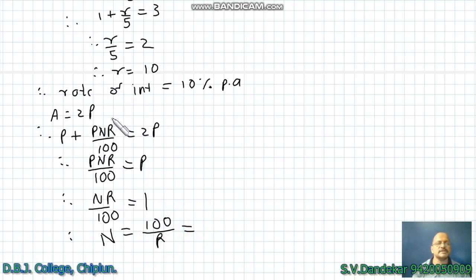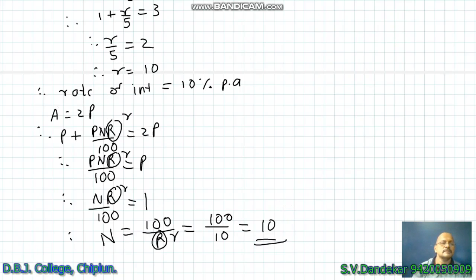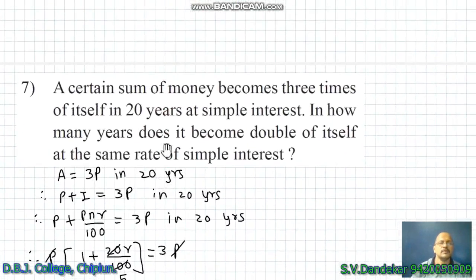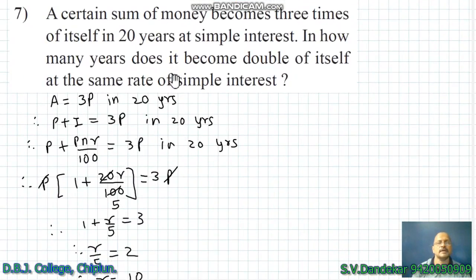Here I made a mistake. Here this R should be small case r, because initially we have used the small case letter. 100 upon 10 is equal to 10, and therefore the amount doubles in 10 years. Amount doubles in 10 years.